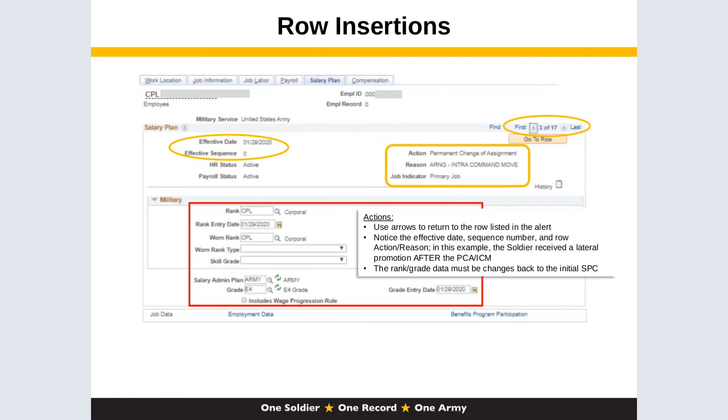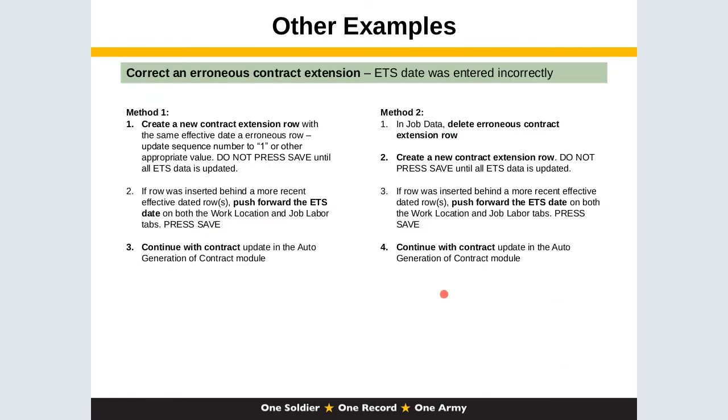All right, so we had some pretty good discussion here. I really appreciate it. So now we're going to just run through a handful of other correction examples that we've received inquiries about here at the program. So this is one that we hear quite often, an erroneous contract extension row.